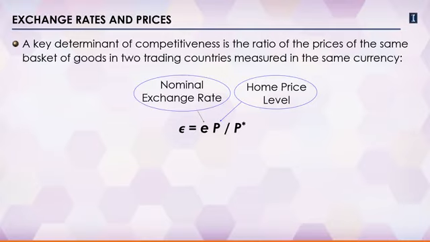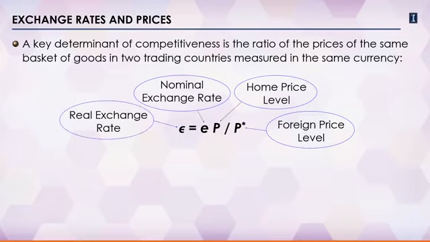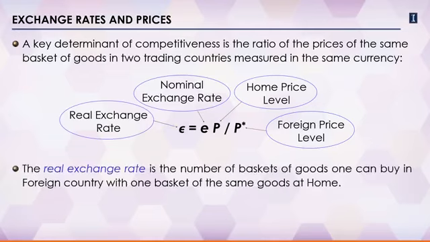So multiplying E by P turns the price of the home goods into euros, makes them comparable with foreign prices. P star is the price level for foreign goods in foreign currency. So EP and P star are in the same units, foreign currency. The ratio shows the relative price of domestic or home goods versus foreign goods. This ratio is known as the real exchange rate. The real exchange rate, in effect, is the number of baskets of goods one can buy in the foreign country with one basket of goods in the home country.